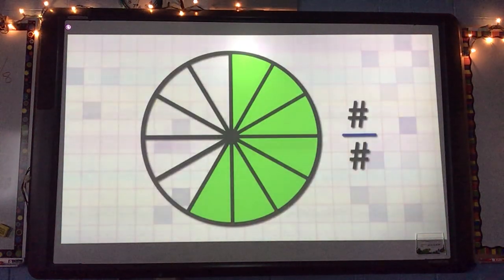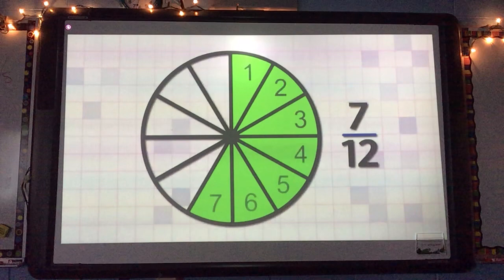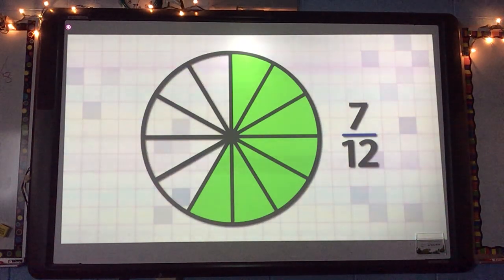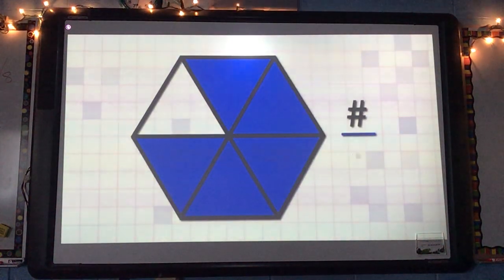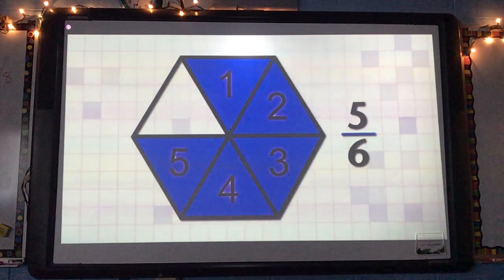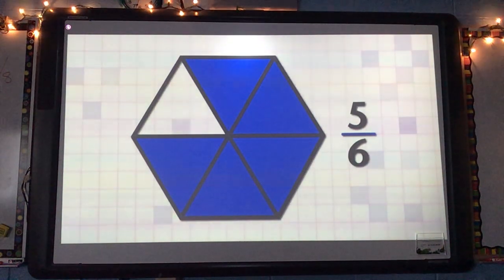The circle is divided into 12 equal parts, and 7 of those parts are shaded green. So 7 over 12, or 7/12 of the circle, is shaded green. The hexagon is divided into 6 equal parts, and 5 of those parts are shaded blue. So 5 over 6, or 5/6 of the hexagon, is shaded blue.